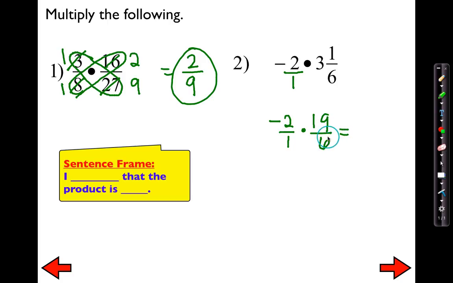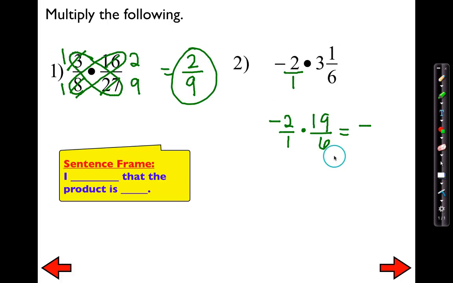Now before I multiply, it's going to be a very good idea to decide right now, is my answer going to be negative or positive? If I'm multiplying a negative times a positive, my answer is definitely going to be negative. Now after this part, I'm going to check to see if I can cross-reduce. Do 1 and 19 have anything in common? The answer is no.